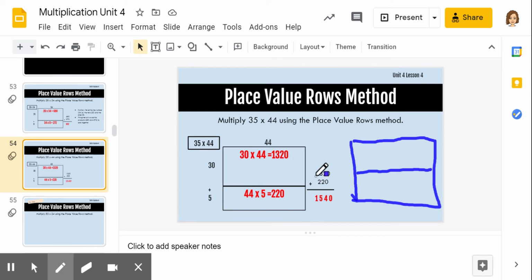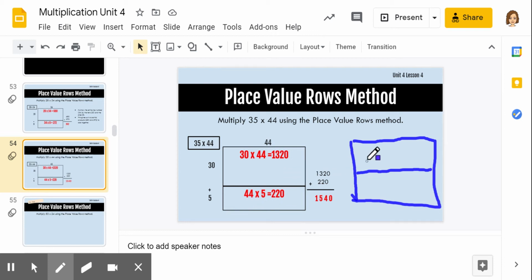Okay, so I kept my 44 the same, and it doesn't matter which one you keep the same. I just happen to keep the second factor, but it doesn't really matter which one you keep. And I broke apart the 35 into a 30 and a 5. So then I took the 30 and multiplied it by 44, and I got 1,320. And then I took the 44 and I multiplied it by 5, and I got 220.